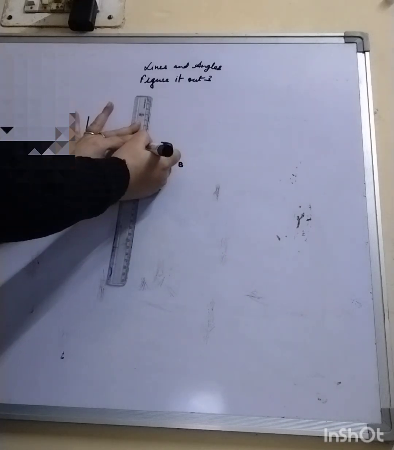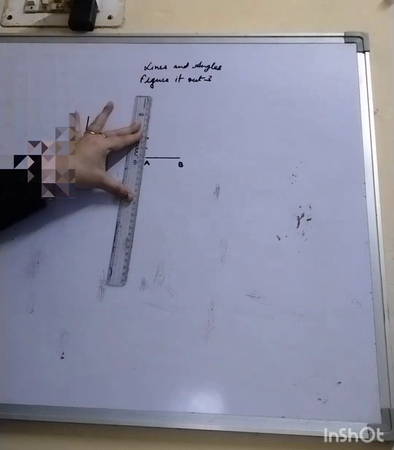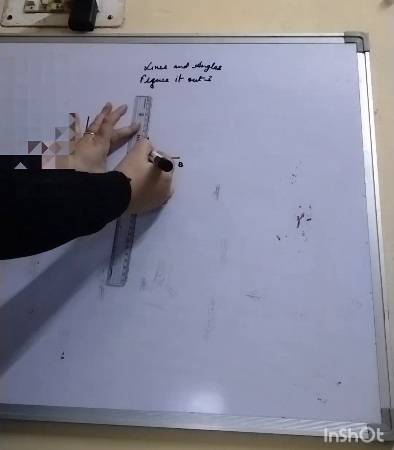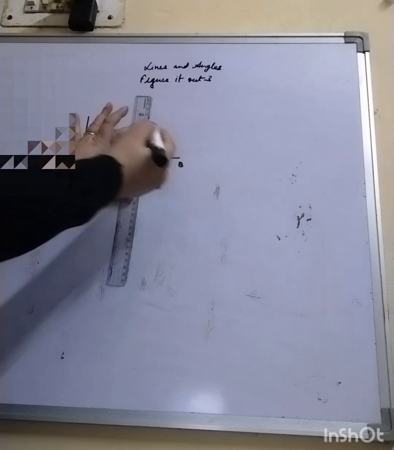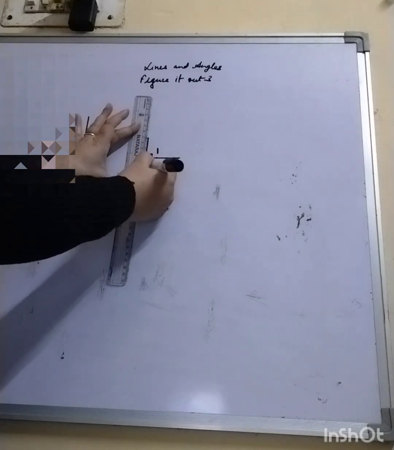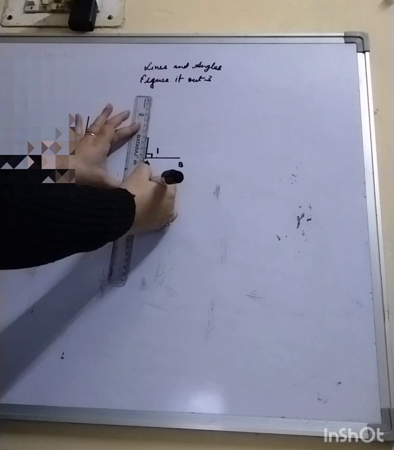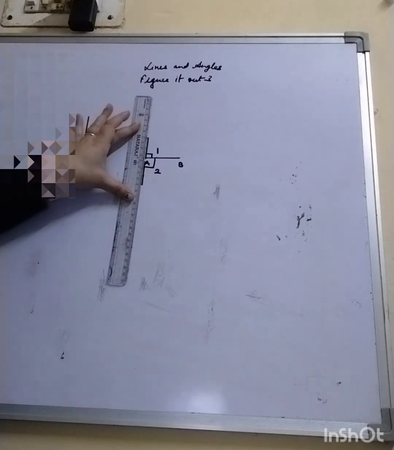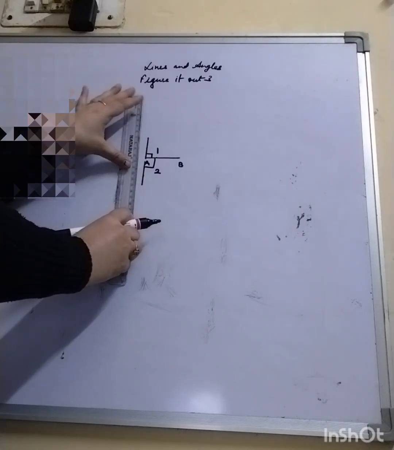There are 2 dots above A. So you join those 2 dots and you get right angle number 1. Similarly, there are 3 dots below A. So join these 3 dots and you get angle number 2. Now this is at point A.